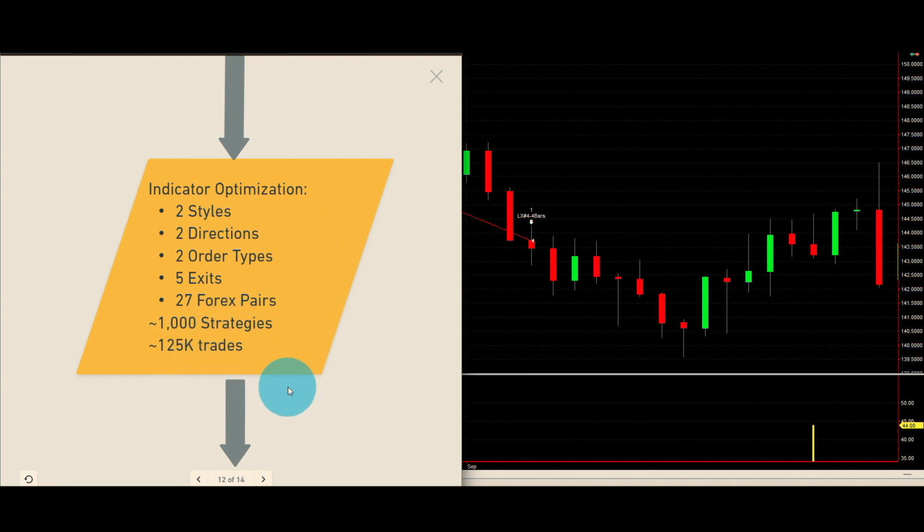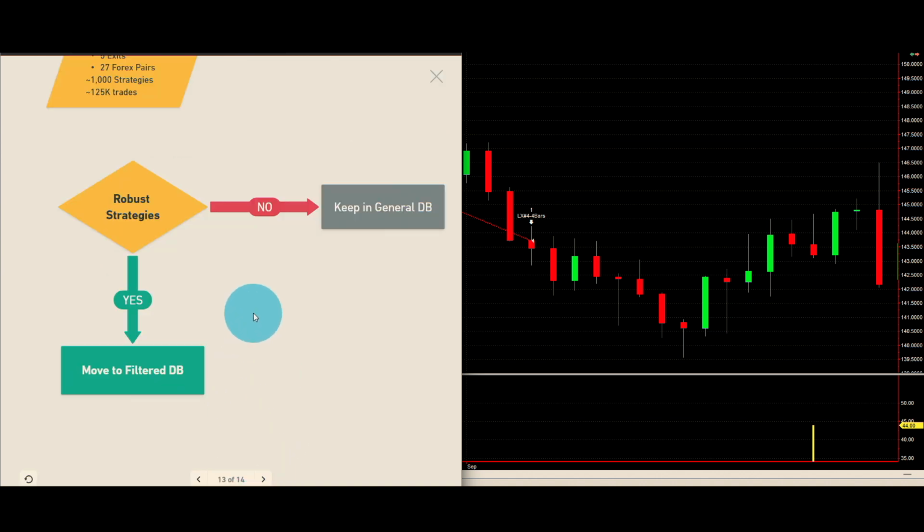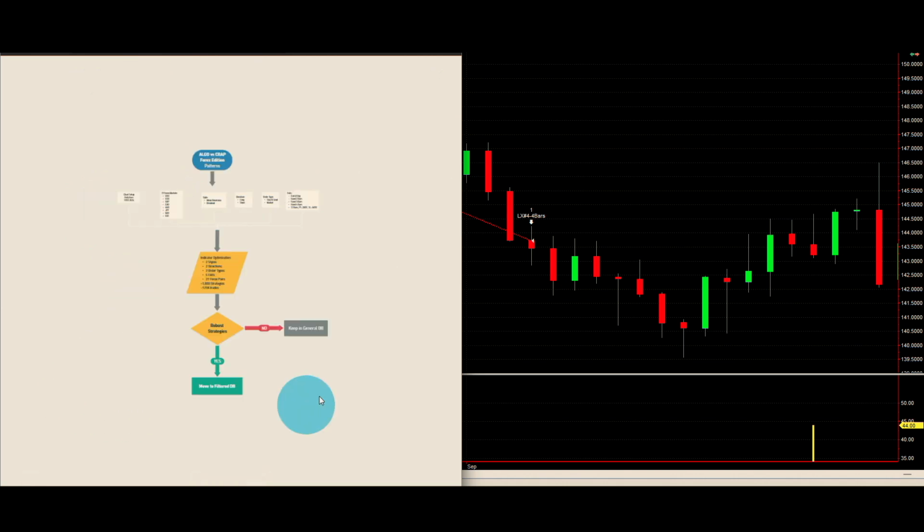Now, once I do all this, I collect all the information and put it in a spreadsheet as a database. Once I have the database, then I can use a filter. Although this says to test for robust strategies, remember these are only edges. These are not complete strategies yet, but these are the nucleus of a really good strategy. So we have the full database, and then we filter on robustness, and we keep the good ones in the filtered database. And this is how the full workflow looks.